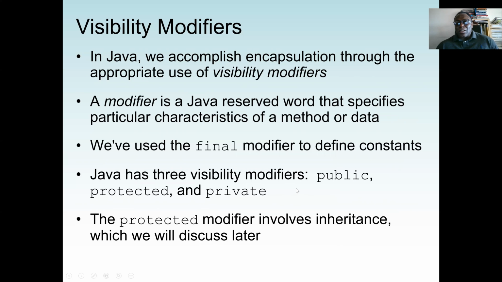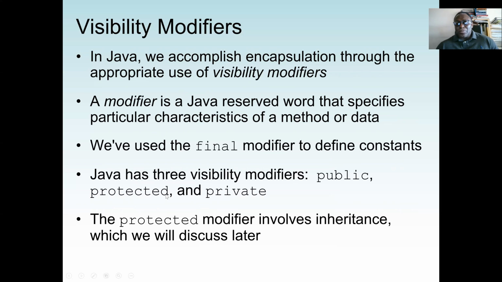Public means all the data members, or all the class members, can be seen by other classes in the system or in the program. That's why it's public, which means there's no security here. All the classes in the program or in the system can have direct access to the class members.